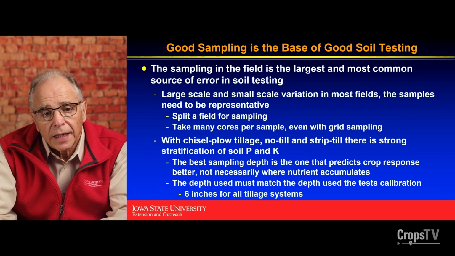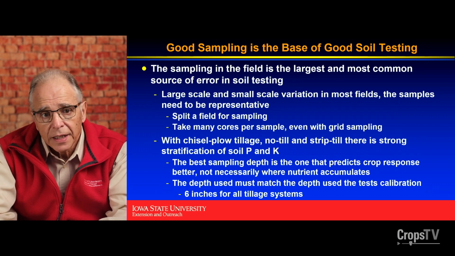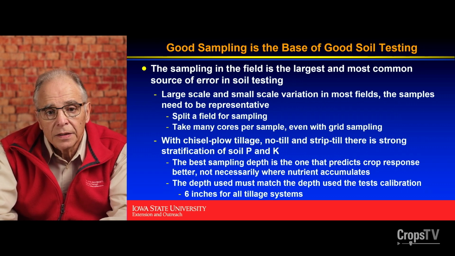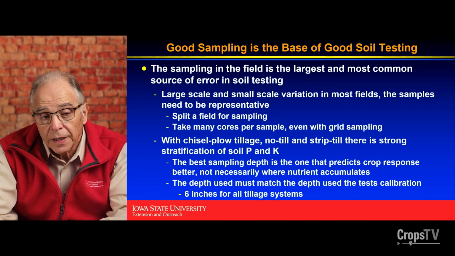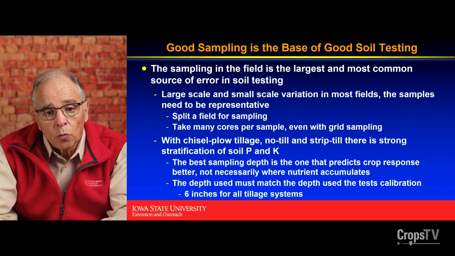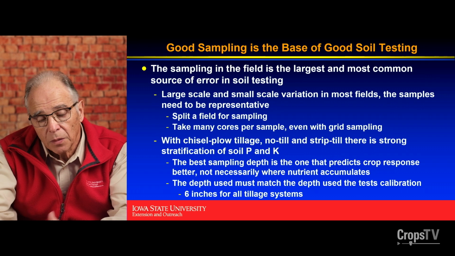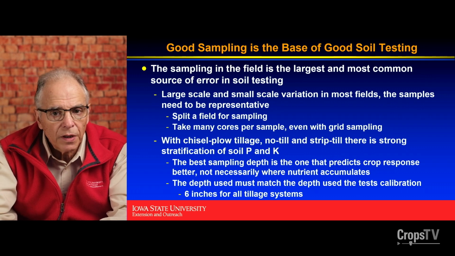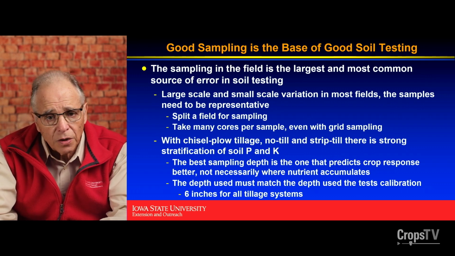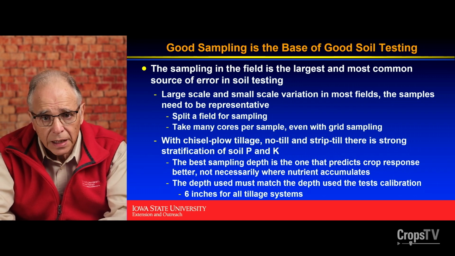Seldom is a field of 80 or 100 or whatever acres uniform in things that are important and may determine the soil test levels. So we need to split the fields for sampling. We need to study it. We need to take many cores per composite sample, even with grid sampling. Some people believe that because they do 2.5 acre grid sampling, it's enough to get 3-4 cores around the truck or the four-wheeler. That's not the case.